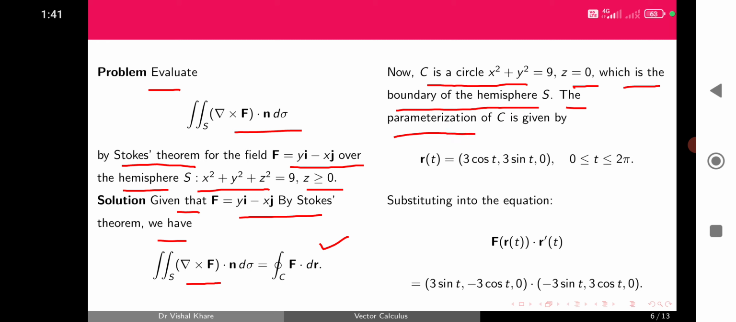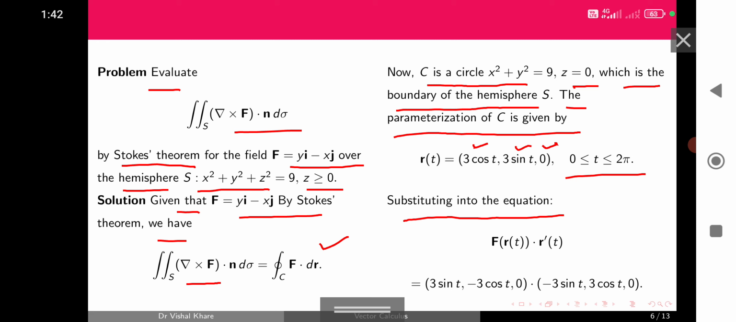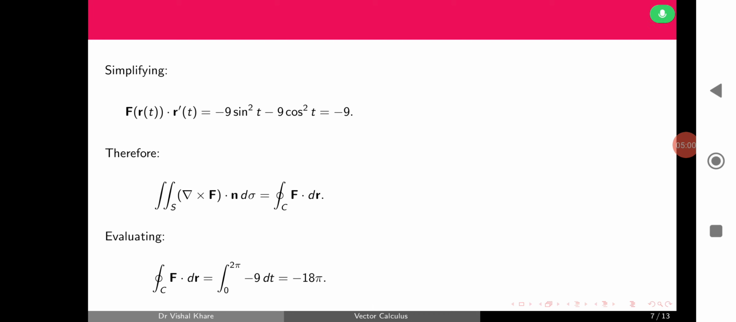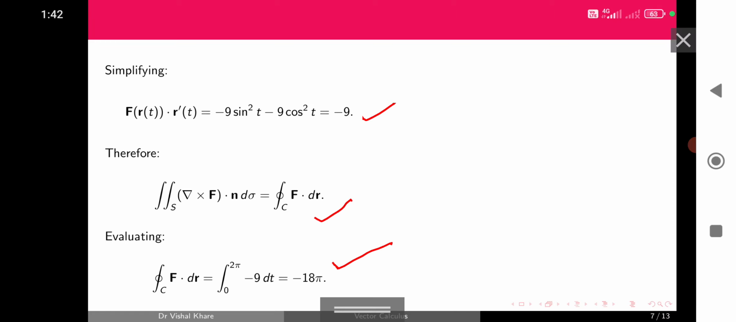The parameterization of C is given by r(t) = 3 cos t i + 3 sin t j, where 3 cos t is the value of x, 3 sin t is the value of y, and z = 0, with t between 0 and 2 pi. Substituting into F(r(t)) dot dr/dt, we get minus 9, and then putting all these values in the formula, we get the final answer as minus 18 pi.